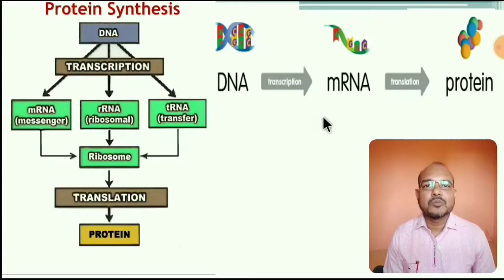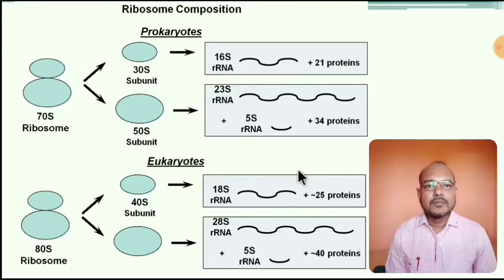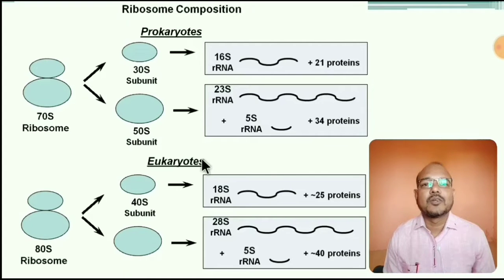The transcription forms messenger RNA, rRNA and tRNA. Combining these three RNAs forms the ribosome, and the ribosome synthesizes the protein via translation, as in this flowchart. Comparatively, we study the ribosome composition in the prokaryotic and eukaryotic nature of protein synthesis.